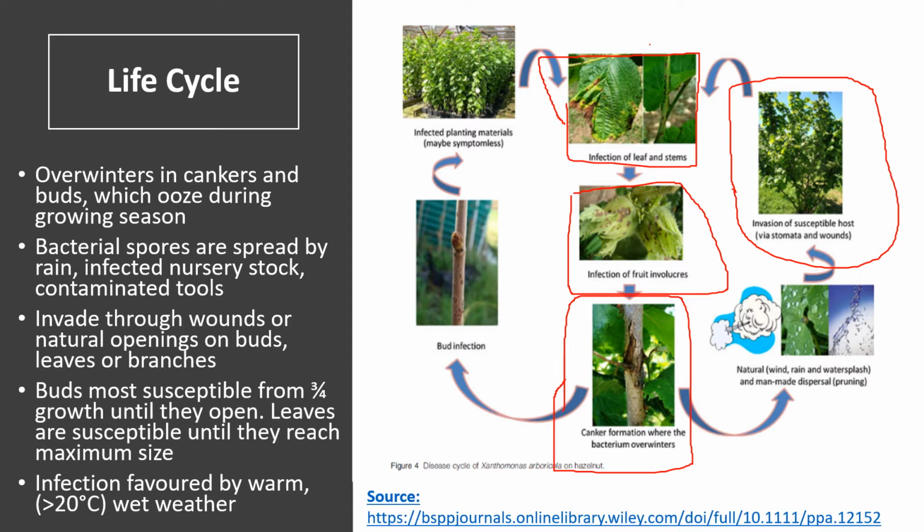Cankers are thought to form mainly on the woody material like trunks and branches later in the summer, prior to their overwintering in the fall.